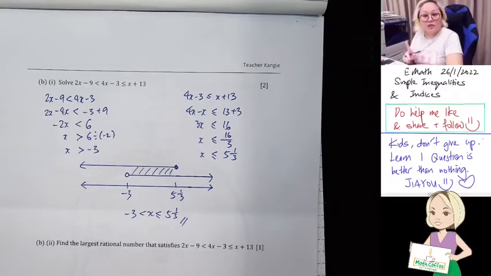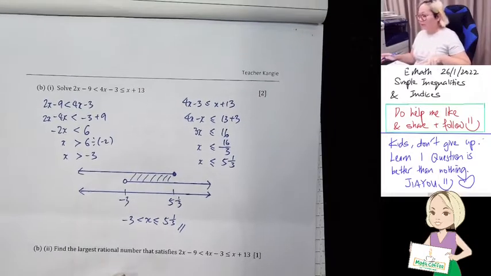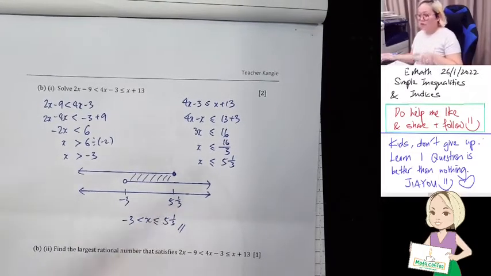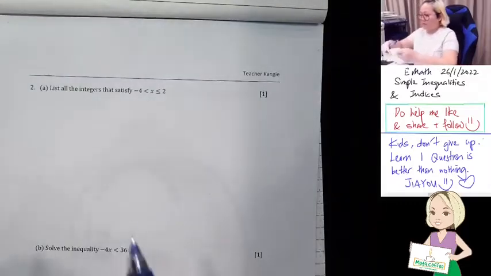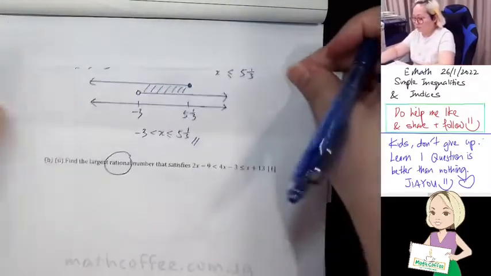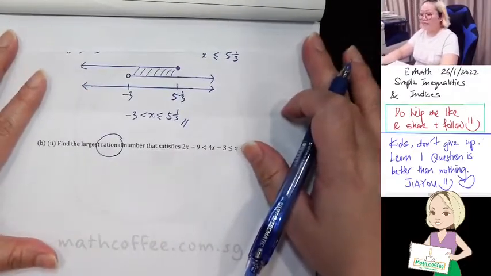Now I ask you, do you all remember what is rational number? You all say 5. If today they say find the largest integer that satisfies this, yes, you are right, 5 is the answer because 5 is an integer. But now they say rational. So what is rational number? No, rational number is not just whole number.